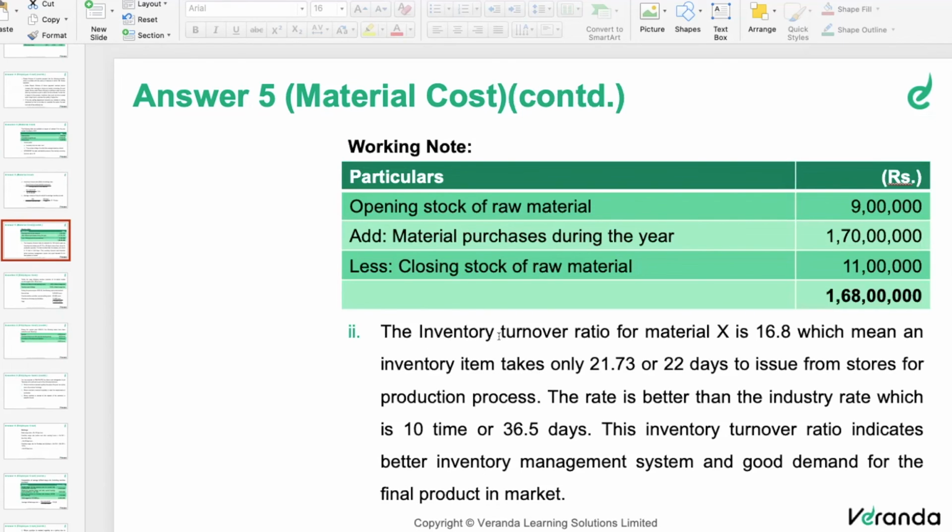The inventory turnover of material is 16.8, which means the inventory is taken only 22 days to use for the stores or production process. The rate is better than the industry rate. Why is it better? Because we are holding 22 days of stock. Stock is held for 22 days, whereas the industry is 36 days or so. So our inventory turnover is better.